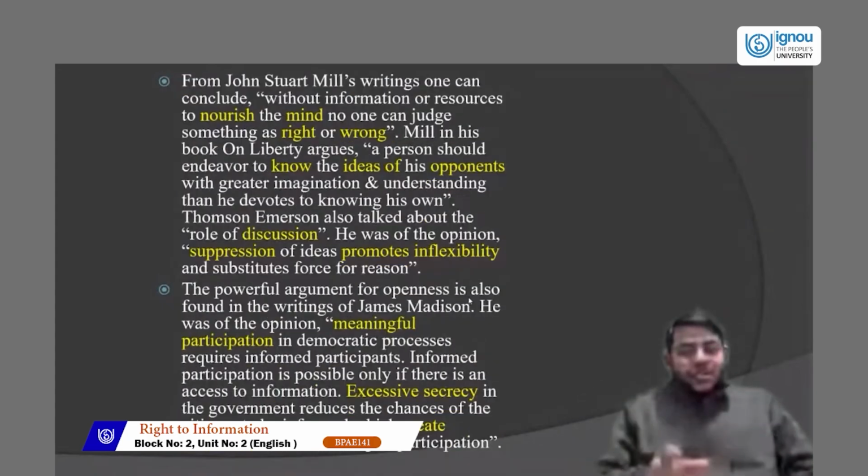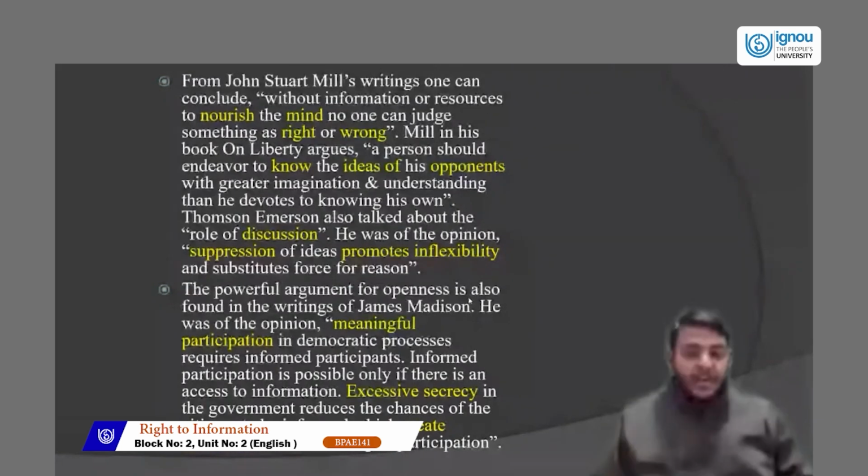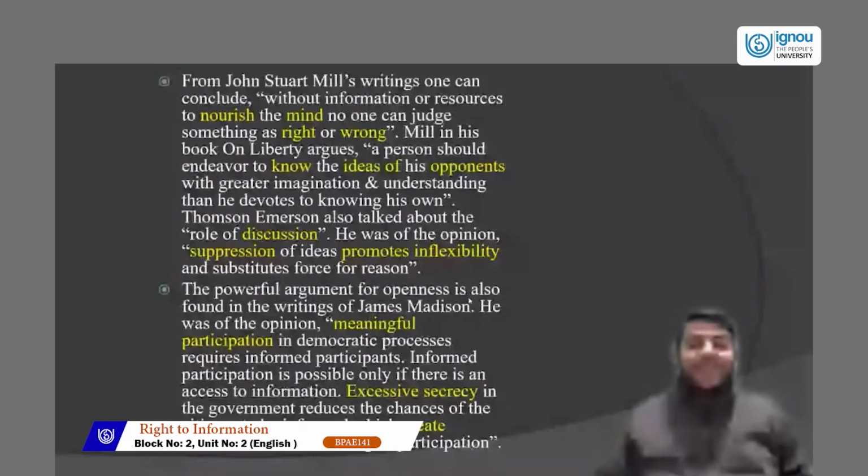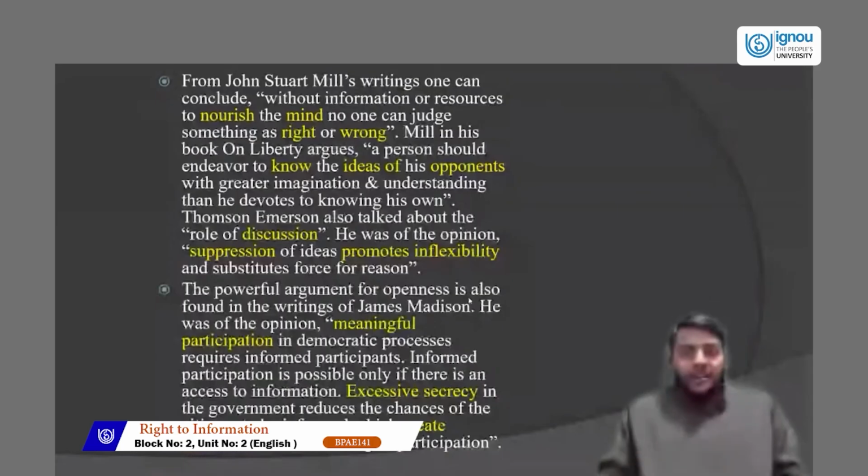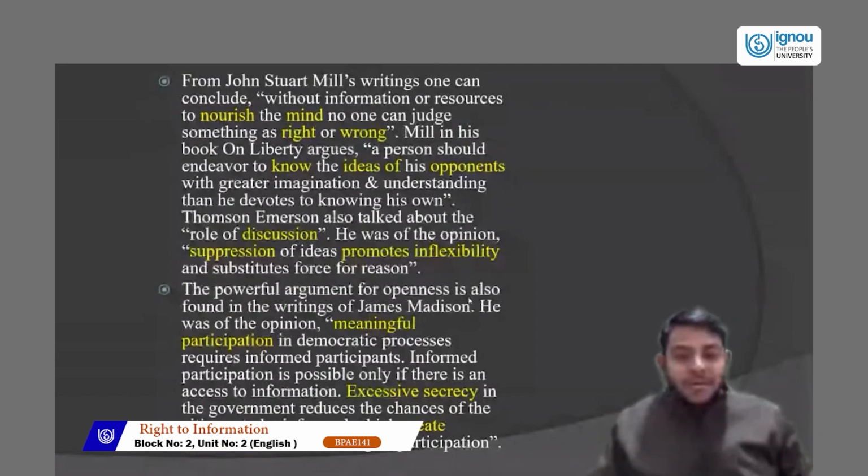Also, Thomas Emerson has talked about the role of discussion as well. Thomas Emerson was of the opinion that suppression of ideas promotes inflexibility and substitutes force for reason. So the powerful argument for openness is also found in the writings of James Madison. Now, James Madison was of the opinion that meaningful participation in democratic processes requires informed participants.